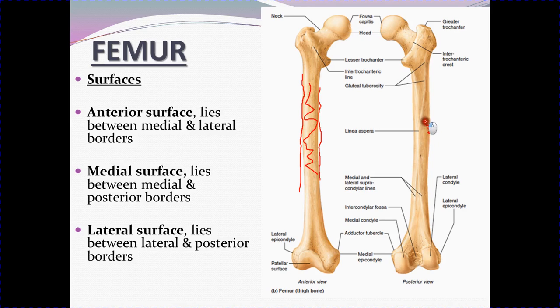This surface is the lateral surface, which lies between the lateral border and the posterior border. And this thin region of the bone is actually the medial surface, which is present between the medial border and the posterior border of the femur.